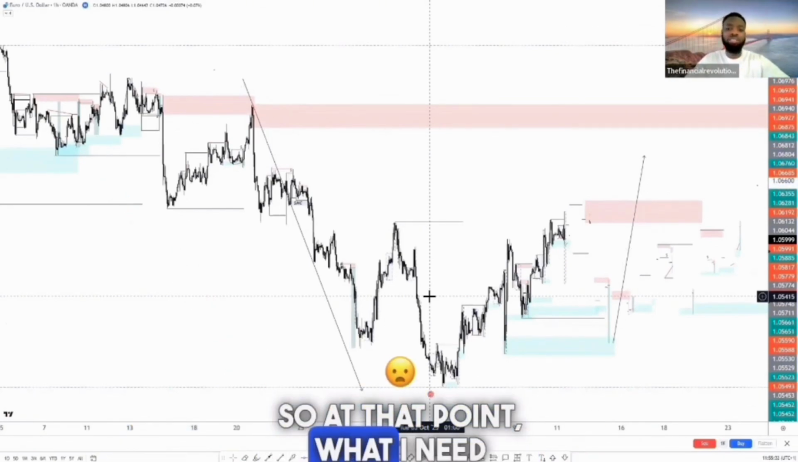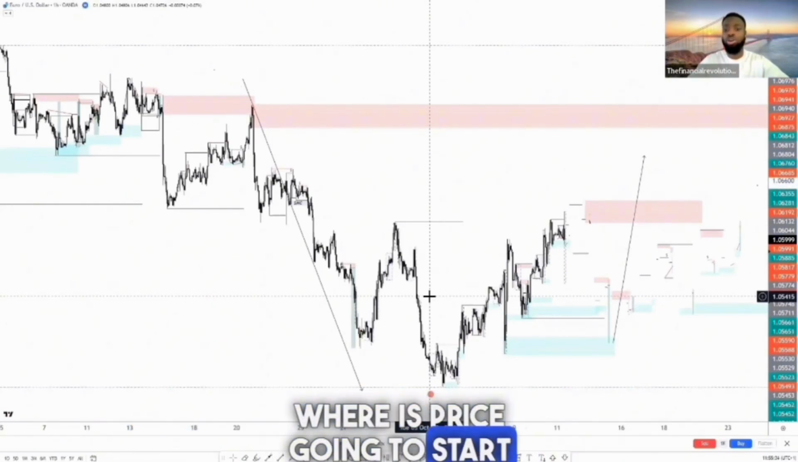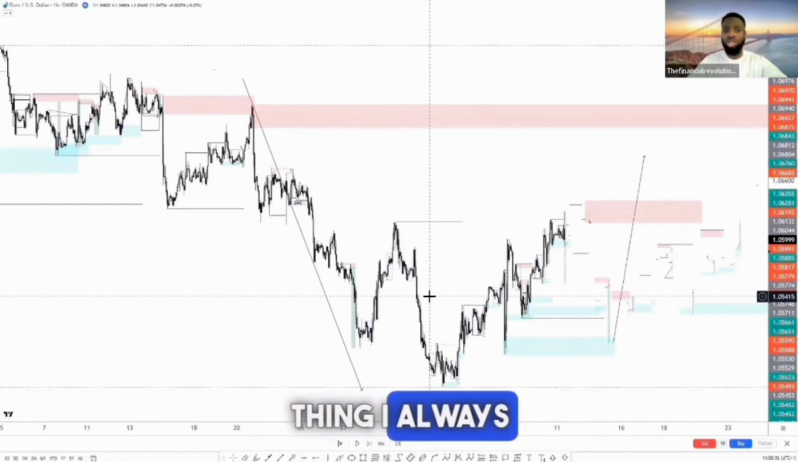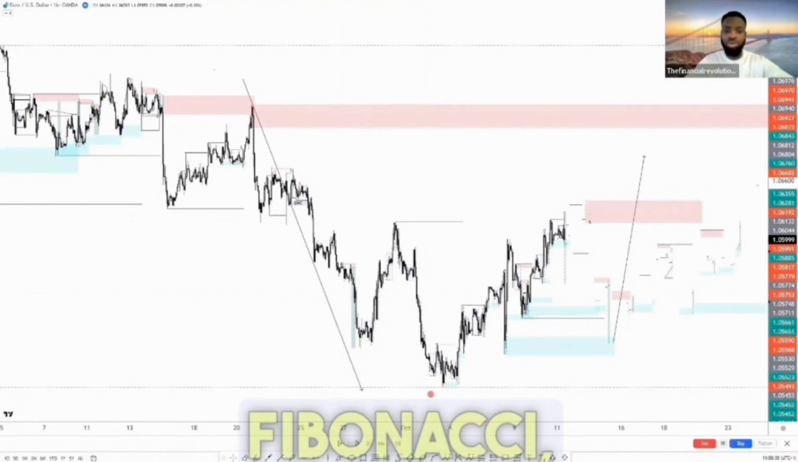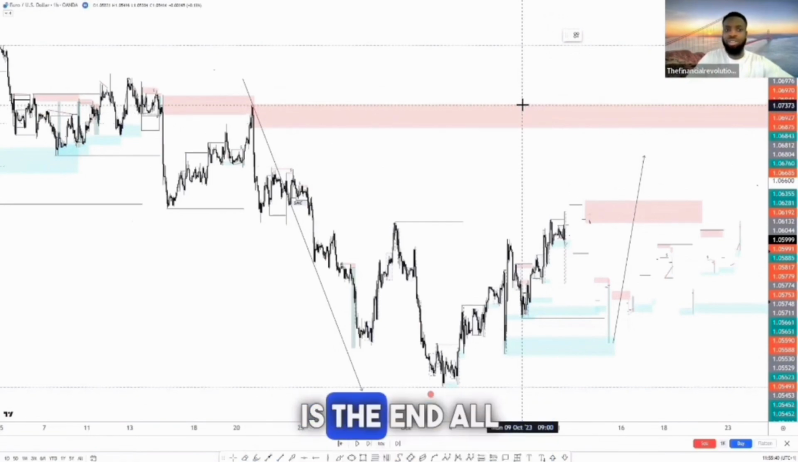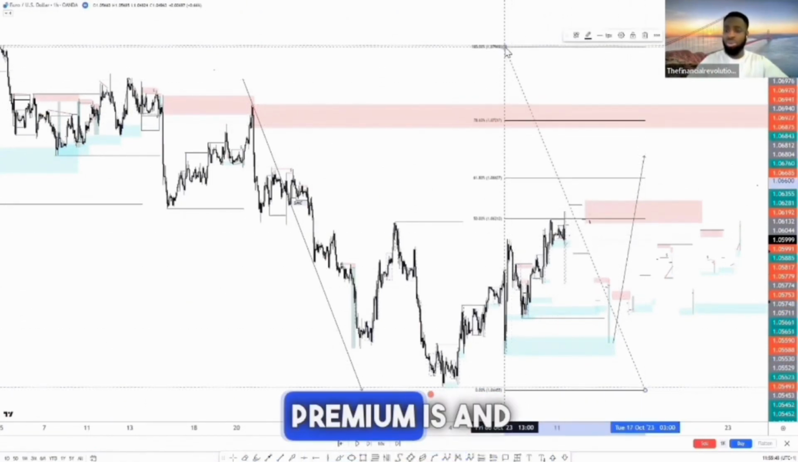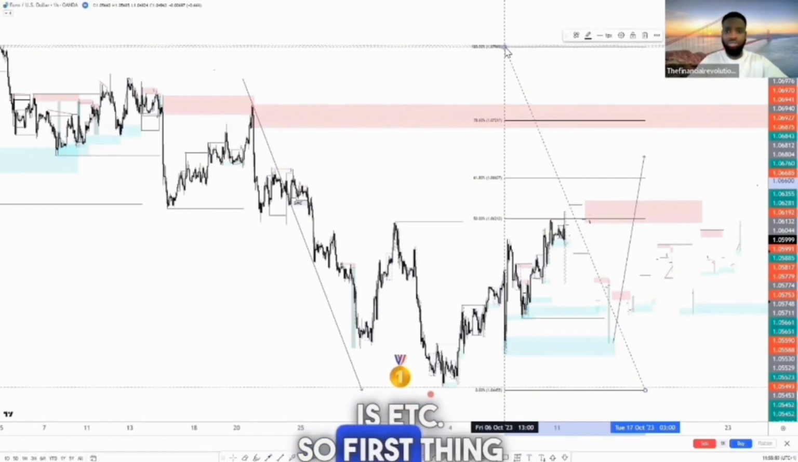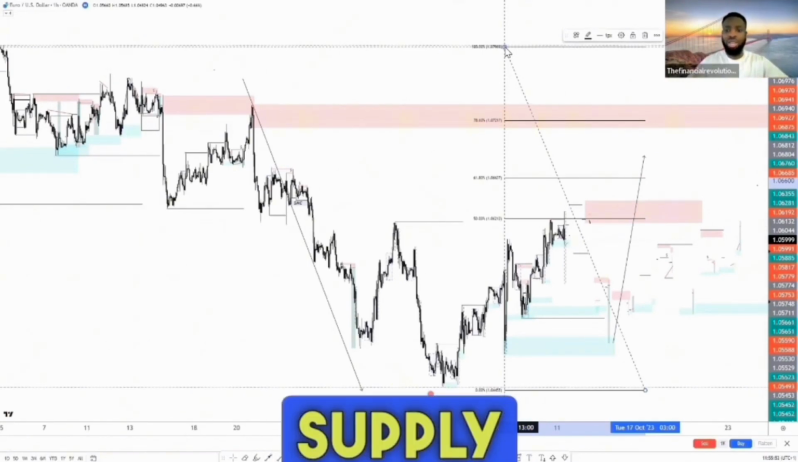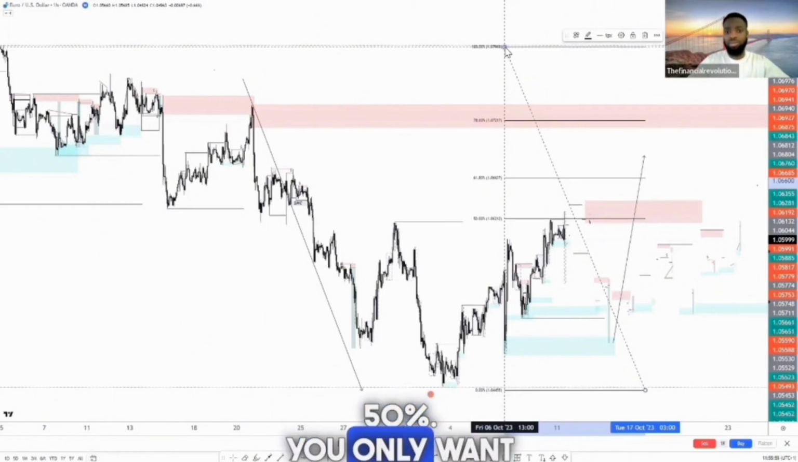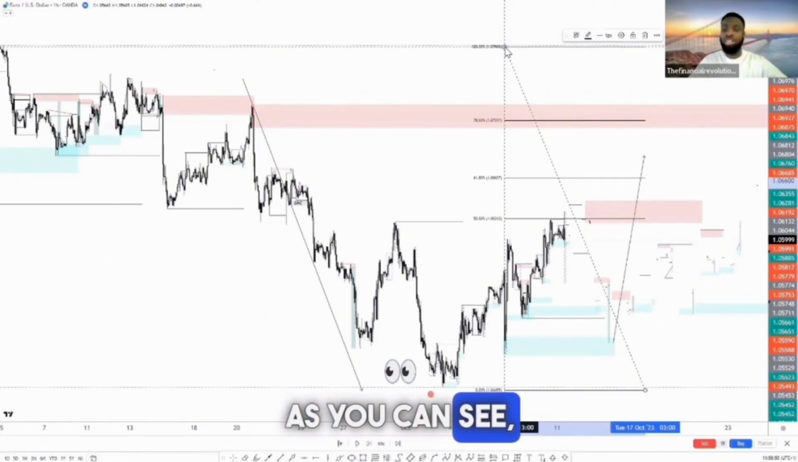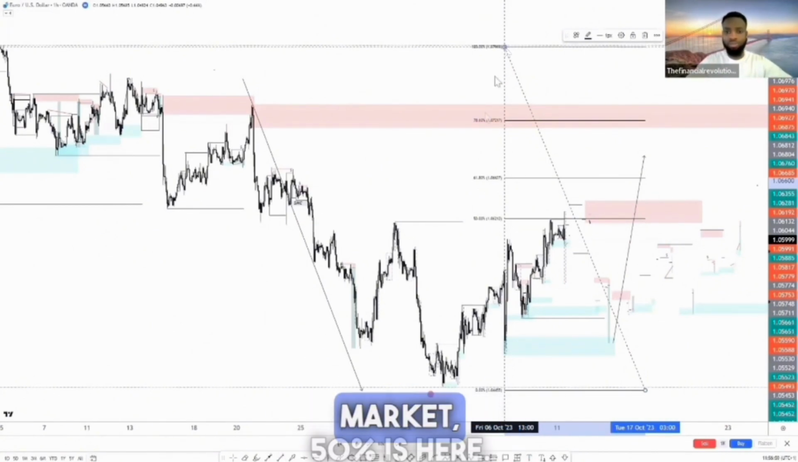At that point, what I need to really do is figure out where price is going to start going down from. The first thing I always recommend to every single person is use your Fibonacci. Not because Fibonacci is the end all be all, but just so you can get yourself some sort of range in terms of where premium is and where discount is. First thing is first, you want to make sure that the supply zones you're looking for are above 50%. You don't want to sell above 50%. As you can see, as of right now in this particular market, 50% is here.